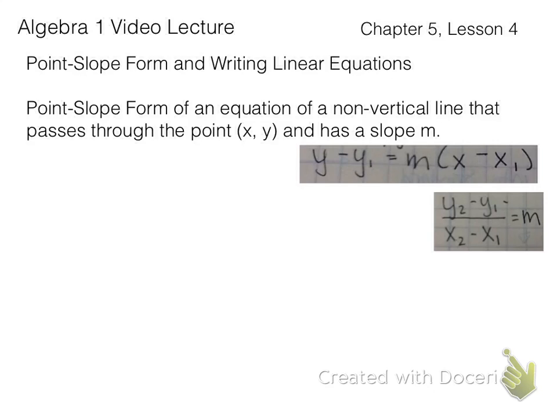All right, so point-slope form of an equation of a non-vertical line that passes through the point (x, y) and has a slope of m. So you guys are all familiar with slope. That's this one down here. Y2 minus y1 over x2 minus x1 equals slope. It's the difference in the y's over the difference in the x's. Difference means subtraction, so subtraction is really important.